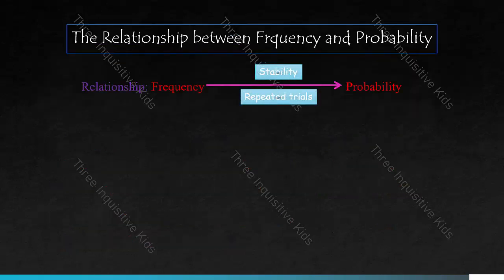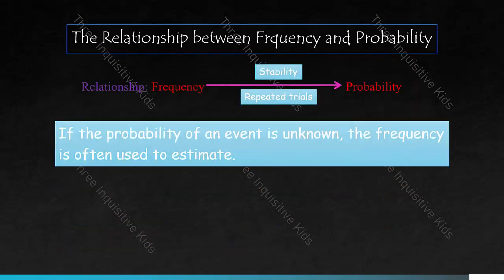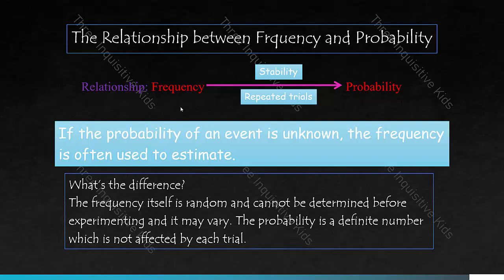This is the relationship between frequency and probability. If the probability of an event is unknown, then the frequency is often used to estimate. So we are actually using frequency to help us estimate the probability of an event happening. The frequency itself is random and cannot be determined before experimenting, and it may vary. So basically, you have to conduct a number of trials in order to find the frequency, and many times the frequency is different every single trial, so you're going to have to find the average. And the probability is a definite number which is not affected by each trial.